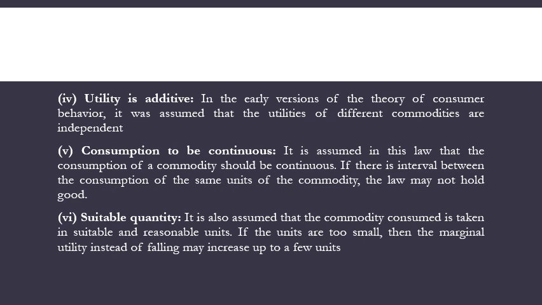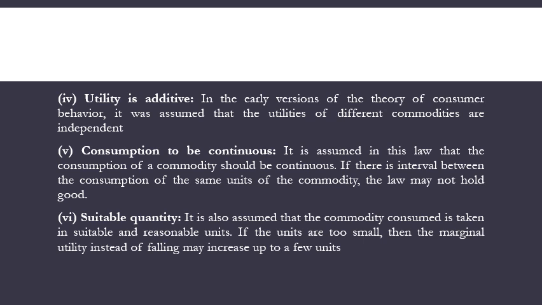And the next, it says that utility is additive. That means we can sum up all the utilities derived from consuming additional products and reach the total utility. So it says that utility can be aggregated and we can get the total utility. The utility from different commodities can be summed up. That is, utility is additive.